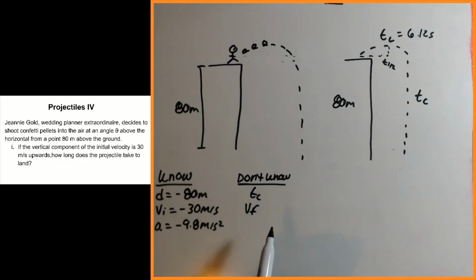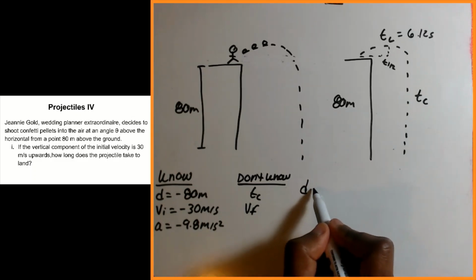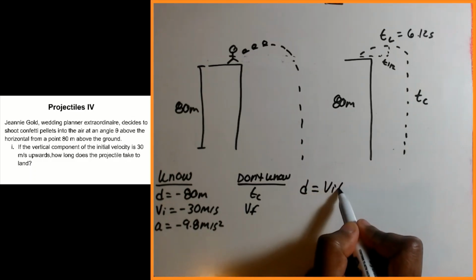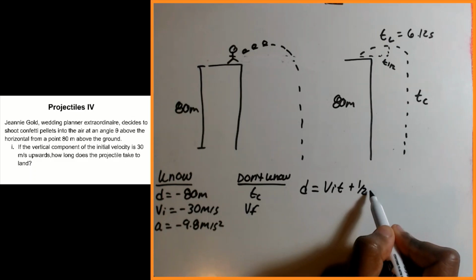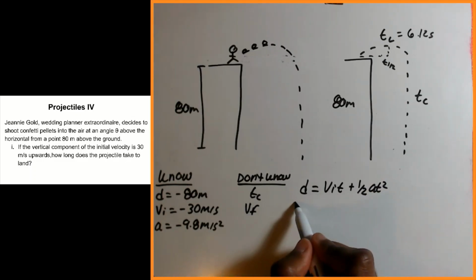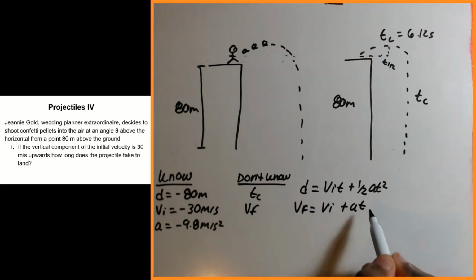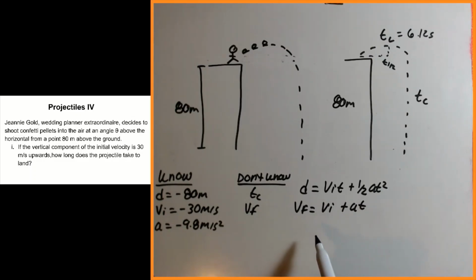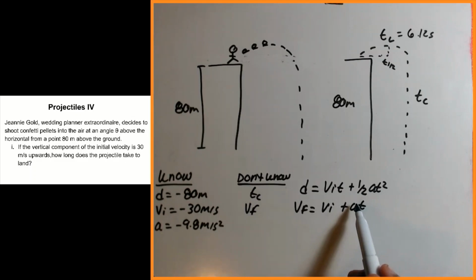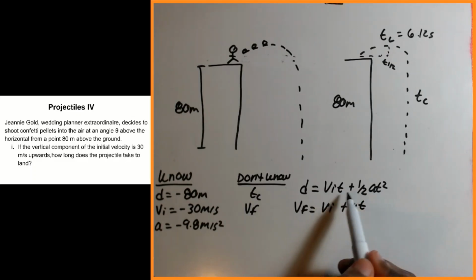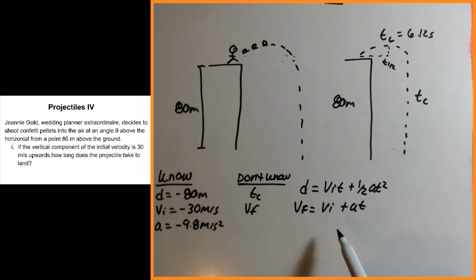So let's look at the potential formulas that we could use to solve for t. These include d is equal to vi times t plus 1/2 at squared, and then vf is equal to vi plus at. These are the only two that we have. If we look at the first one, we don't want that because t appears in both terms and we don't want to end up solving a quadratic. So that leaves us with this formula here.